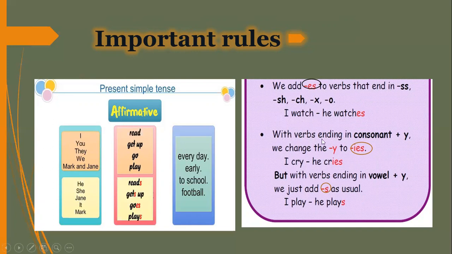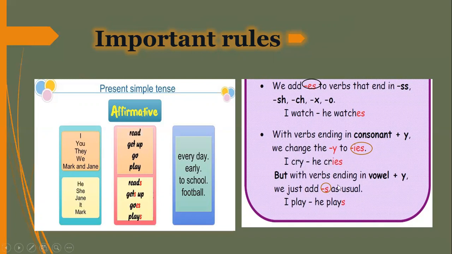When the verb ends in consonant plus y, okay? So we change y into i, then we add es. For example, when we say I cry, look at the last letter, we have y. It is preceded by r. R is a consonant. So if y is preceded by a consonant, we change y into ies.